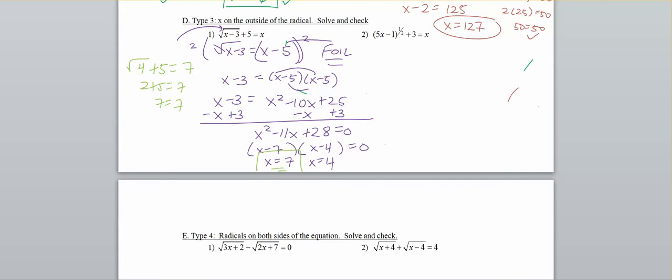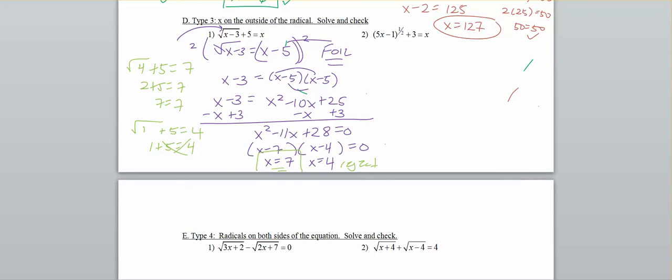Let's try 4. Square root of 4 minus 3 is 1. Is that plus 5 equal to 4? Well, 1 plus 5 is not going to be equal to 4, so I'm actually going to reject the 4. So this is not a solution. X is 4 is not. The only solution that works is x equals 7.